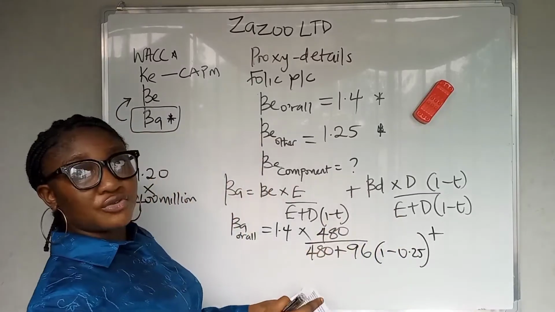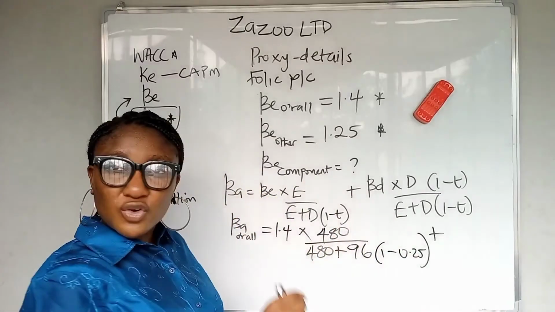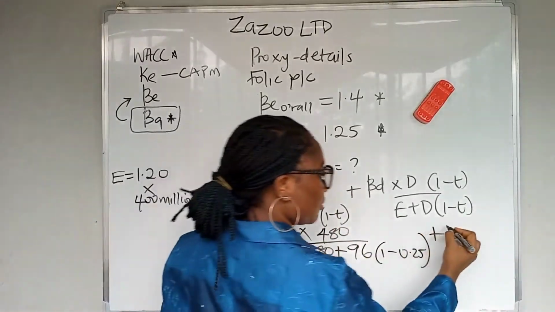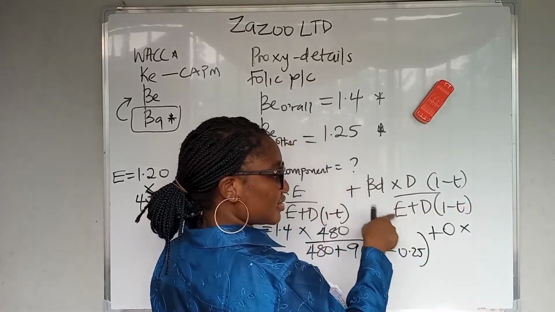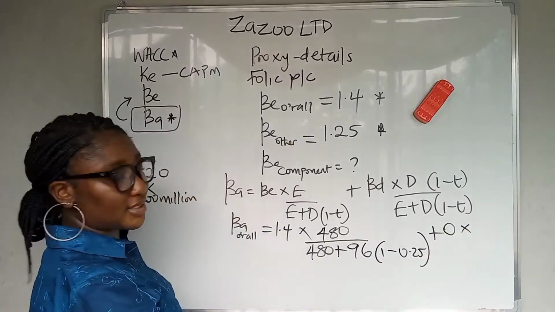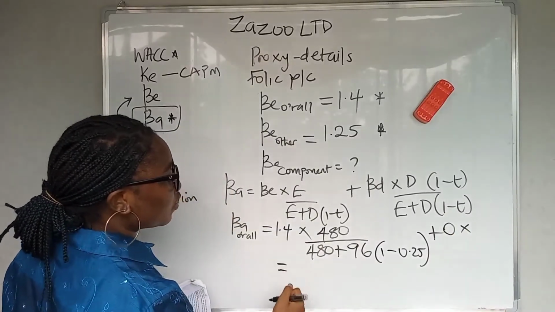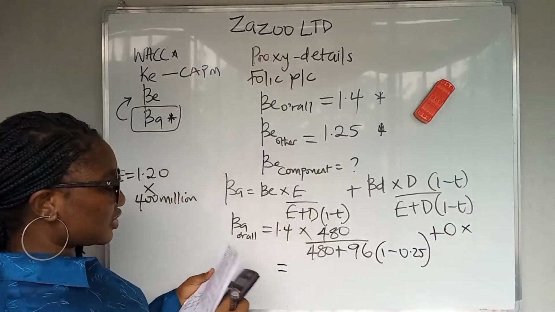Plus, what's your risk of debt? Risk of debt here is not given. Once it's not given, it is 0. Multiply by anything that is associated with that 0 will be 0, so you don't have to write that part. That makes sense. Then you have equals to, you do all of this, put this in your calculator.